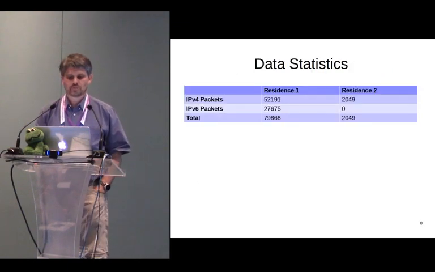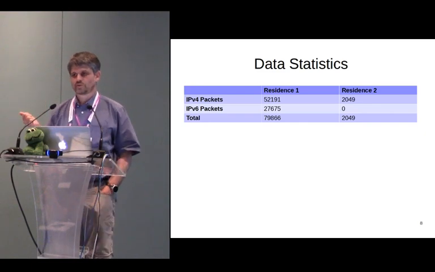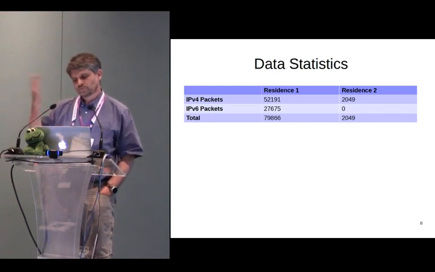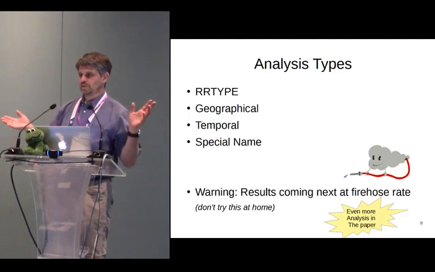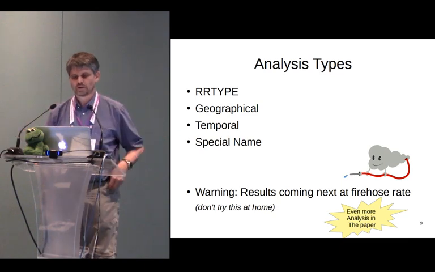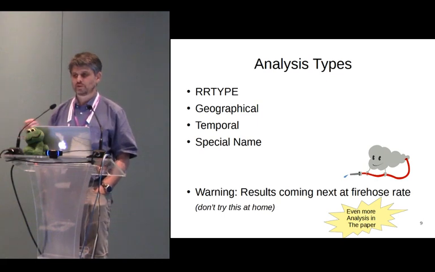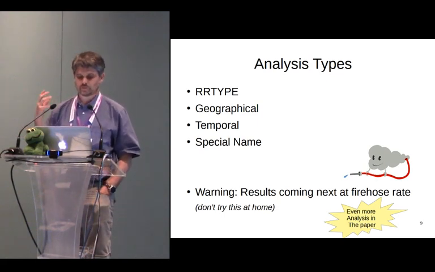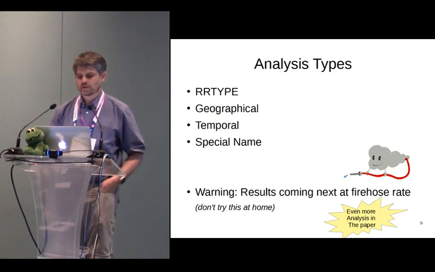So first off, here are some statistics. Residence number 1 had a whole lot more packets than residence number 2. You don't need to care about the numbers that much, but do note that IPv6 was 0 in residence number 2, showing that there is no v6 deployed there. So now this is where the fire hose of all the data begins, and I'm not going to blast through the details so much, but I'm going to give you high-level concepts. I analyzed RR types, geographical information, timing constraints, and special names within DNS just doing simple greps, and that's what we're going to dive into next.